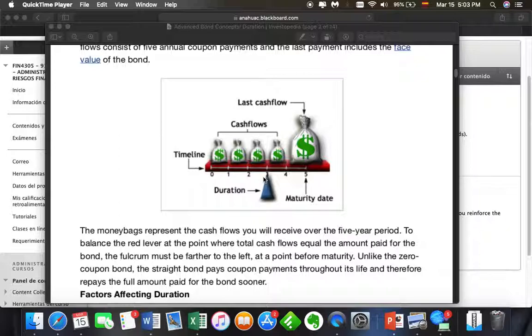So of course now you can assume by common sense that bonds with higher yield rates and higher coupon rates have shorter durations. Okay, because it takes less time to get those cash flows back. And the opposite is true. The lower the yield rates, the longer the duration.